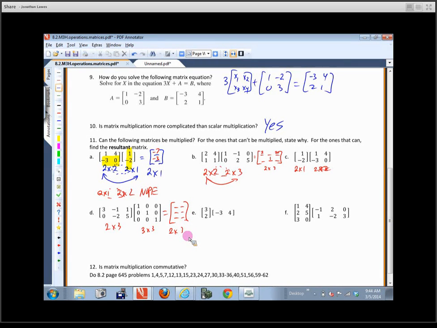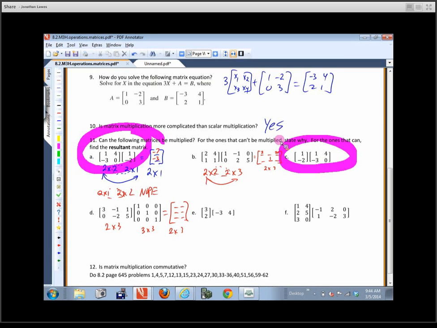Okay, almost done. Watch, please. Okay. These two problems right here are exactly the same, but they're in a different order. Can somebody explain to me why these can be multiplied and these can't? I heard a couple people talking about why it would work in one case and why it wouldn't work in another.